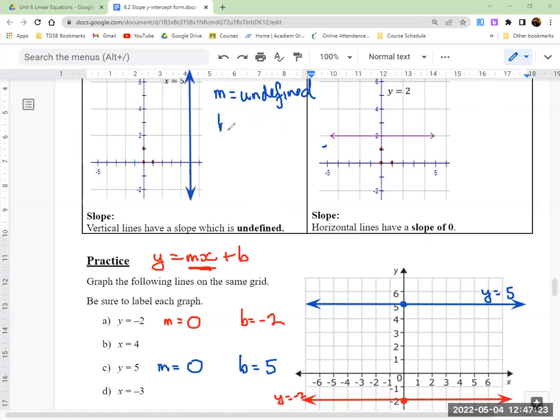My second question. What's my y-intercept? Is there a y-intercept? So now I'm stuck. Nothing we've learned so far fits. So how can we still give an equation for this?